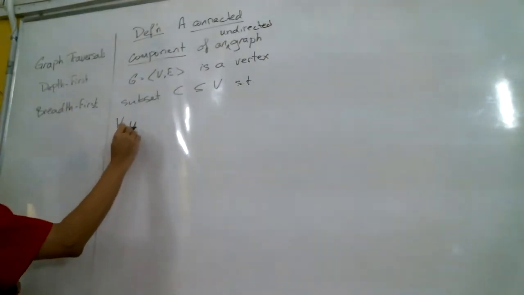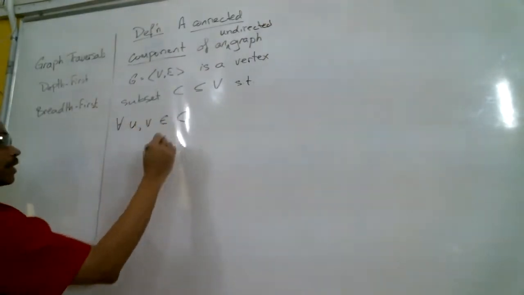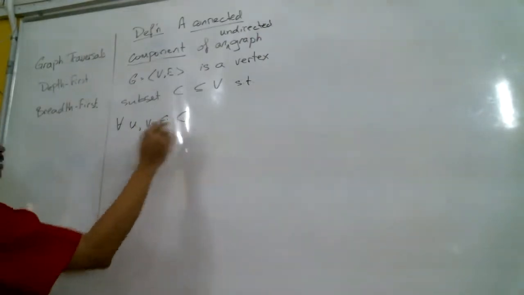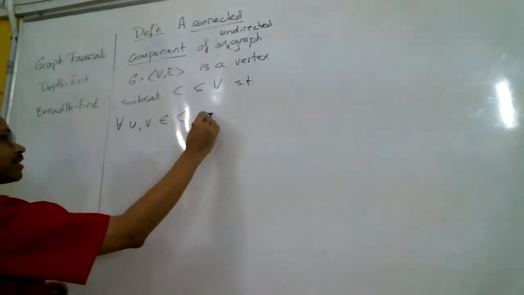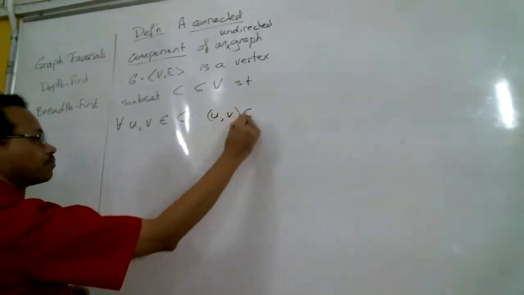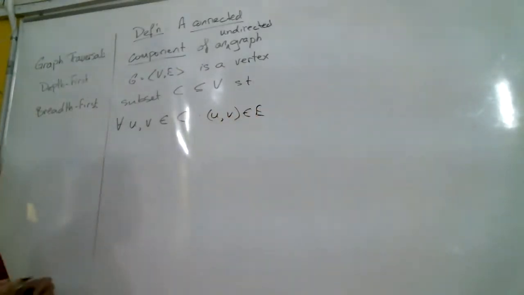For any two nodes in C, the edge must exist. What do you mean by undirected? What do I mean by undirected?